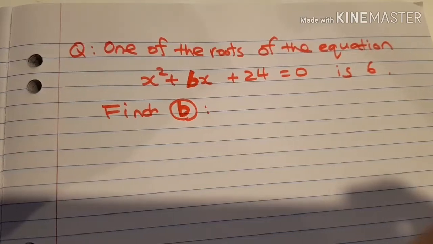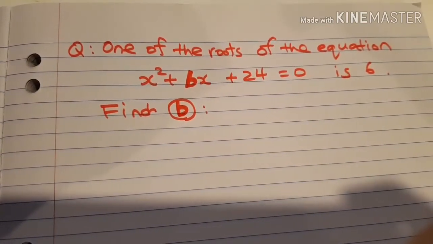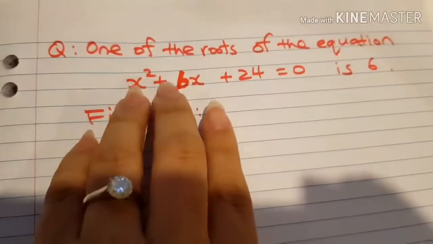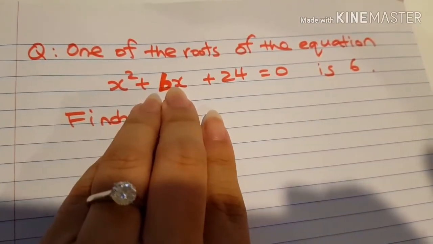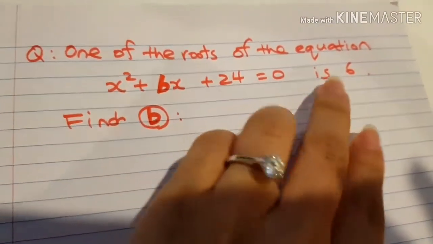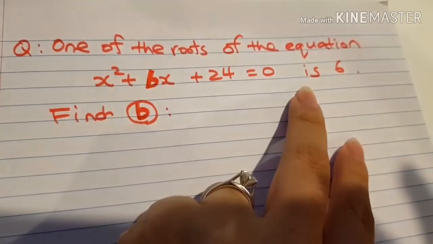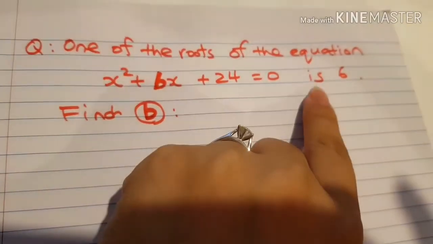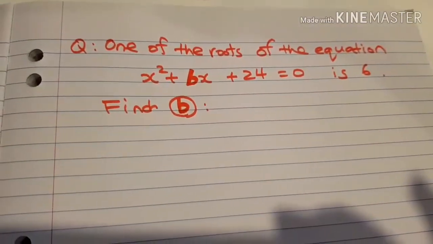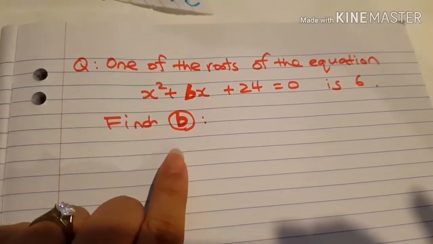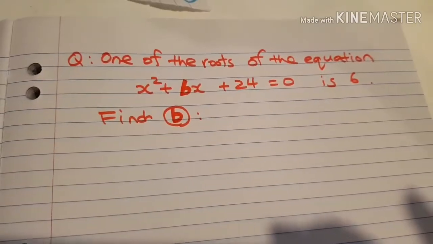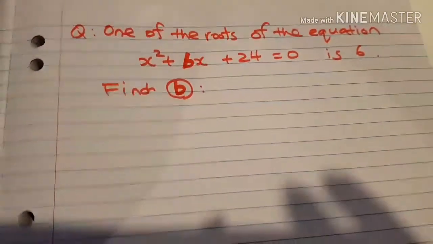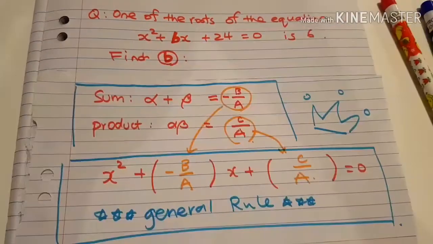So this is the equation. One of the roots of the equation below, x squared plus bx plus 24 equals 0, is 6. So one root we do not know, but the other one is 6. The question is asking us to find the b over here. Alright, so let's have a go. How can we solve this one?